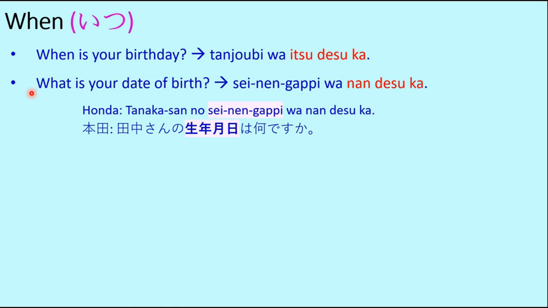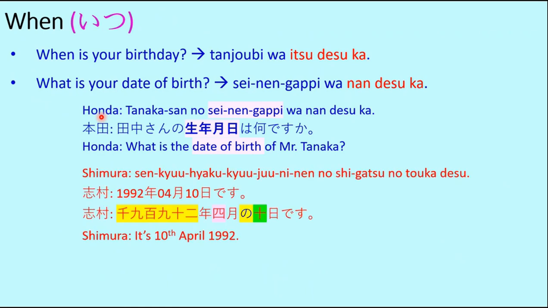Honda-san asks Tanaka-san, Tanaka-san no seinen gappi wa nan desu ka? That means Mr. Honda asks Mr. Tanaka, what is the date of birth of Mr. Tanaka, or Mr. Tanaka, what is your date of birth? Then, okay, so Honda-san asks Shimura-san regarding the date of birth of Tanaka-san. So Honda-san and Shimura-san are in a conversation, and Honda-san is inquiring about the date of birth of Tanaka-san. So Tanaka-san no seinen gappi wa nan desu ka means what is the date of birth of Mr. Tanaka.